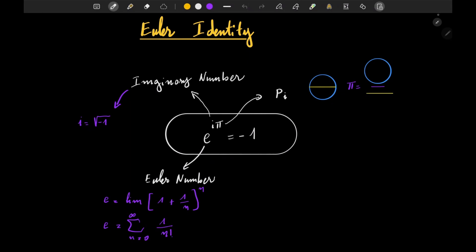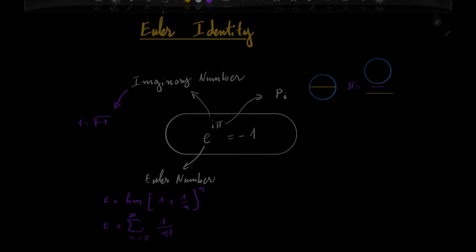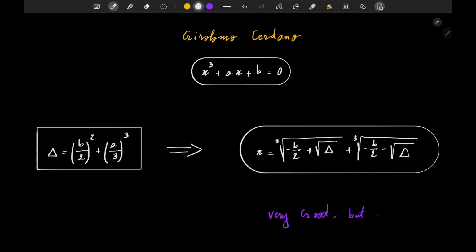Welcome to Infinite Synthetica, and today we will talk about imaginary numbers. In the year 1545, Gerolamo Cardano discovered the solution of the cubic equation of the form x cubed plus ax plus b equals 0. And this is the form of the solution. It's very good, but with a little problem.